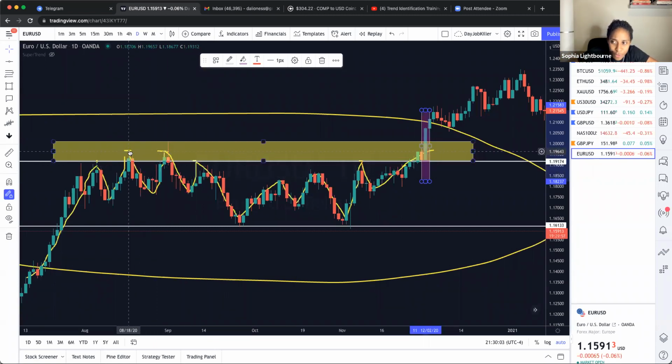If you had entered in here, price went down. You entered here, price went down. You entered here, price went down. You entered here, price went down, right? But then it came up and broke. So now it broke the zone. What do you think is going to happen now? Is price continuing to go down, or is it about to go up now?